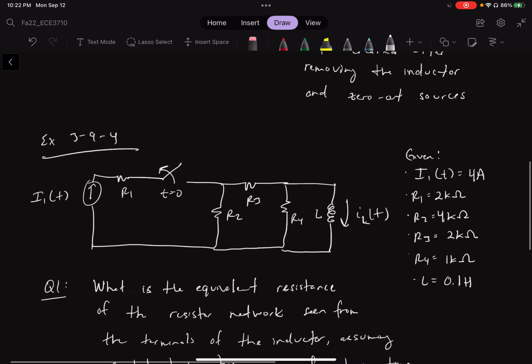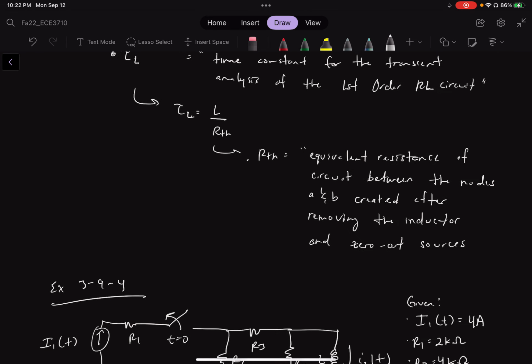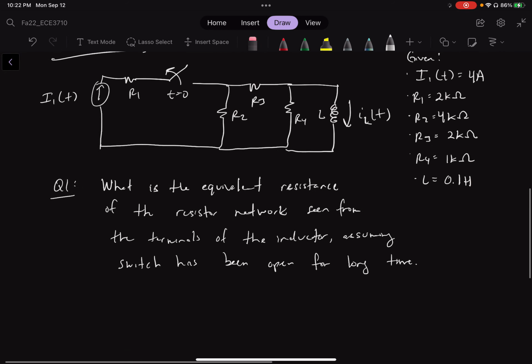I just realized I need to make a small correction. This R Thevenin is the equivalent resistance of the circuit between the nodes A and B created after removing the inductor and zeroing out the sources for t approaching infinity. That is very important. Okay, so back to this problem. What is the equivalent resistance of the resistor network seen from the terminals of the inductor, assuming the switch has been open for a long time?